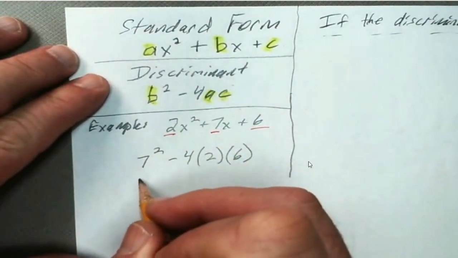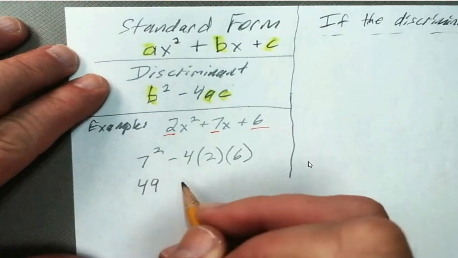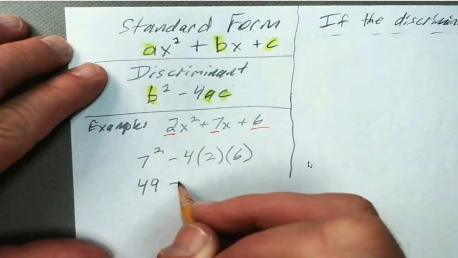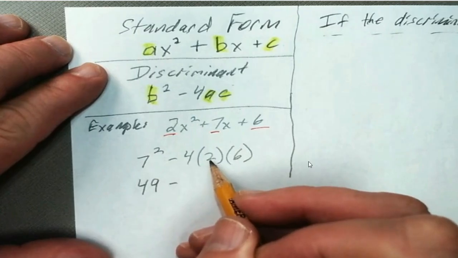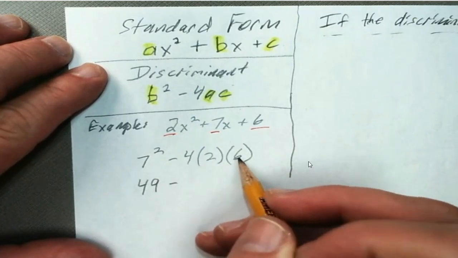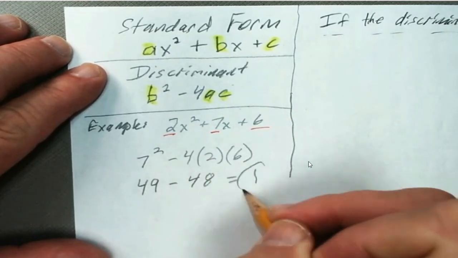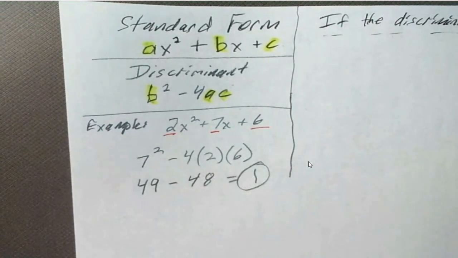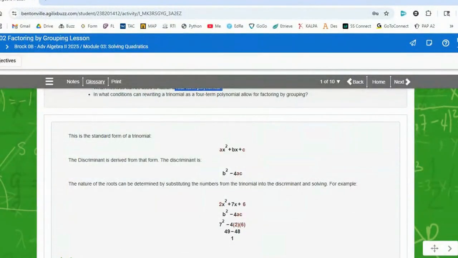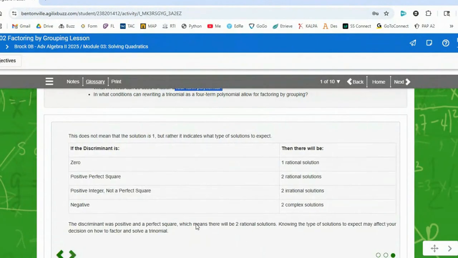So 7 squared is 49, 7 times 7, minus 4 times 2 is 8. 8 times 6 is 48. So in this case, the discriminant equals 1. Like, okay, the discriminant equals 1. What does that mean? Well, if we look here at our third page of the notes, we have 4 different possibilities on what the discriminant could equal.